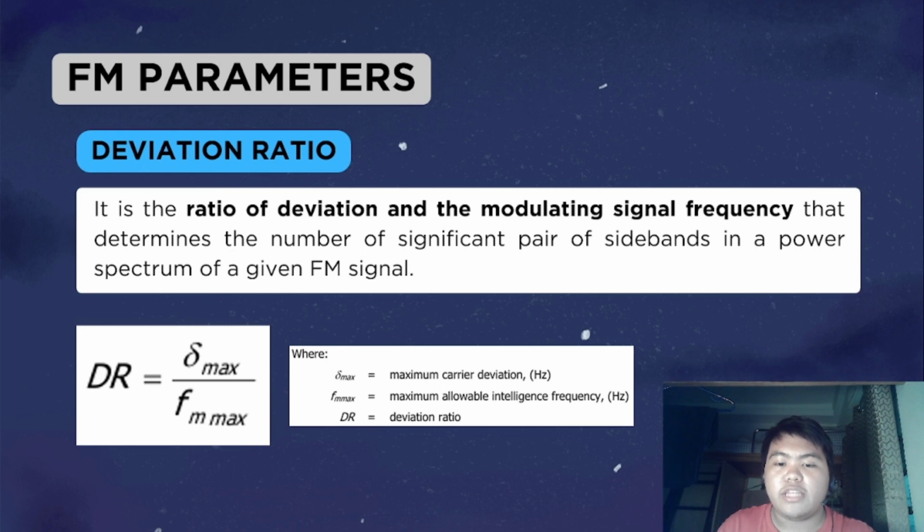Another parameter that we need to consider is the deviation ratio. It is also known as the worst case modulation index. It is the ratio of deviation and the modulating signal frequency that determines the number of significant pairs of sidebands in a power spectrum of a given FM signal. This parameter is equal to the maximum peak frequency deviation divided by the maximum modulating signal frequency.